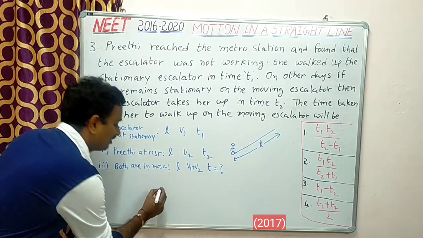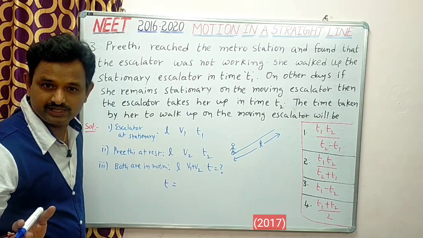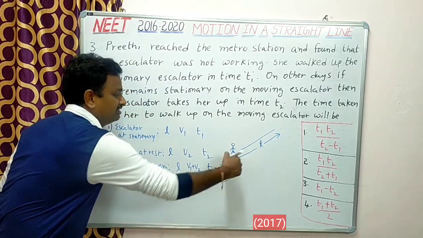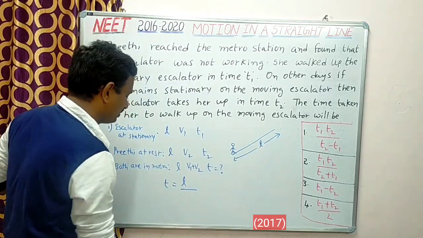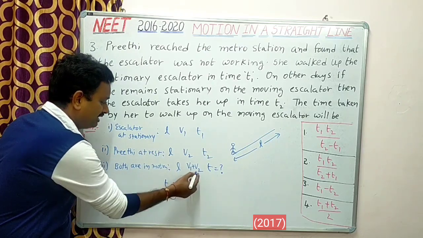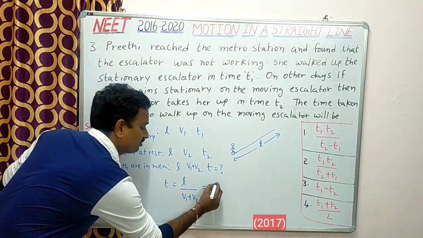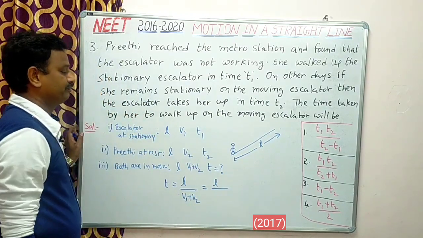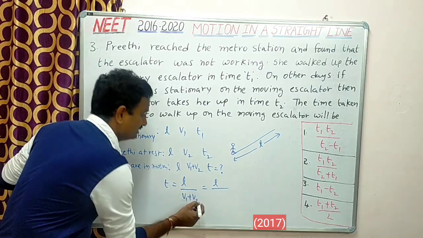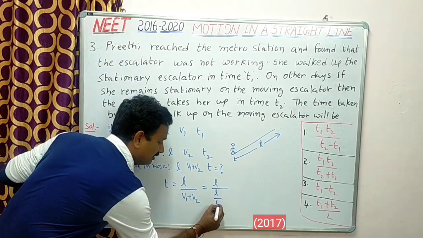Okay. So for time we know that it is total distance by speed. That means L by, total distance covered by the escalator is L. So L by speed. Speed means here, in this third case, speed V1 plus V2. Okay. So L by, instead of V1 I will write distance by time. That means distance is the same here, that is L by time T1.